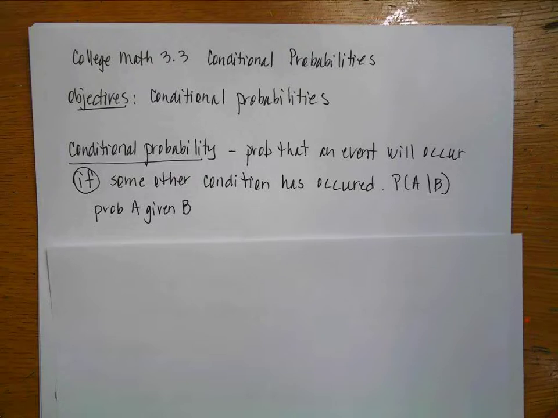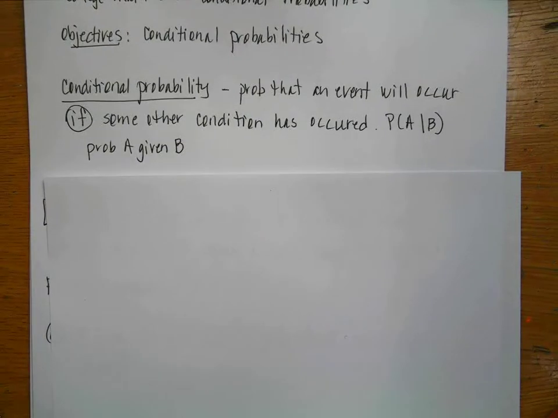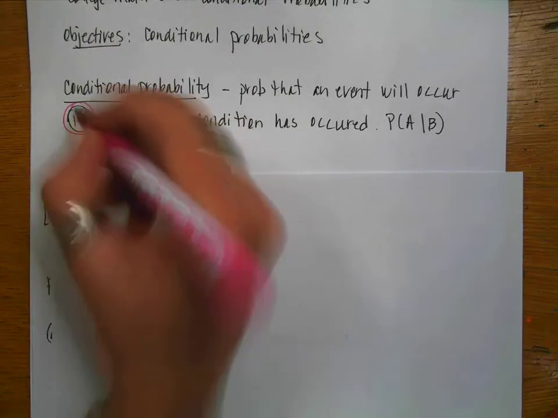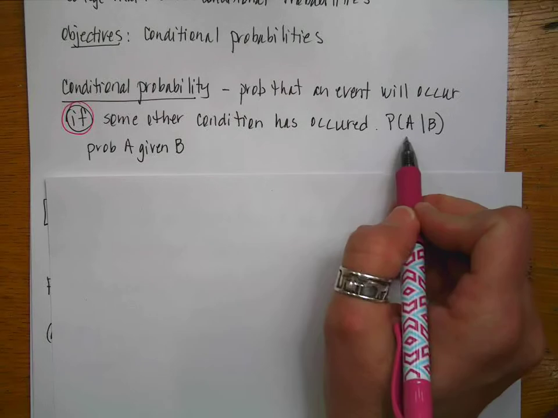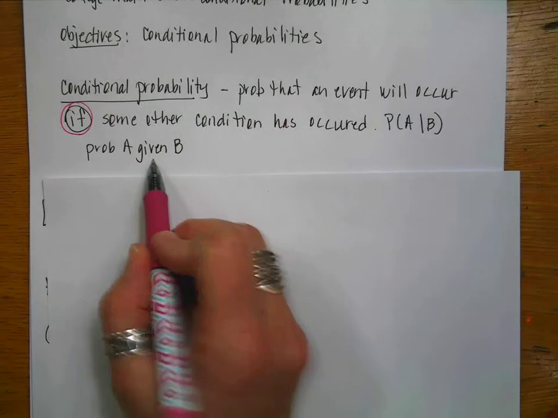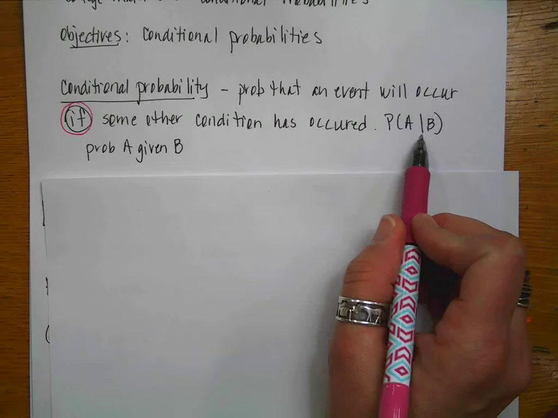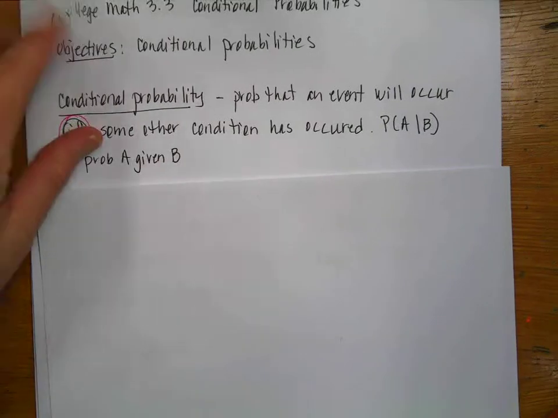So now that we've seen this word three times, a conditional probability is a probability that an event will occur if, and this is the critical statement for a conditional probability, some other condition has occurred. And so we would write it the probability of A given B. And so here's the words for what this represents. So we're just going to jump right in with a couple of examples.